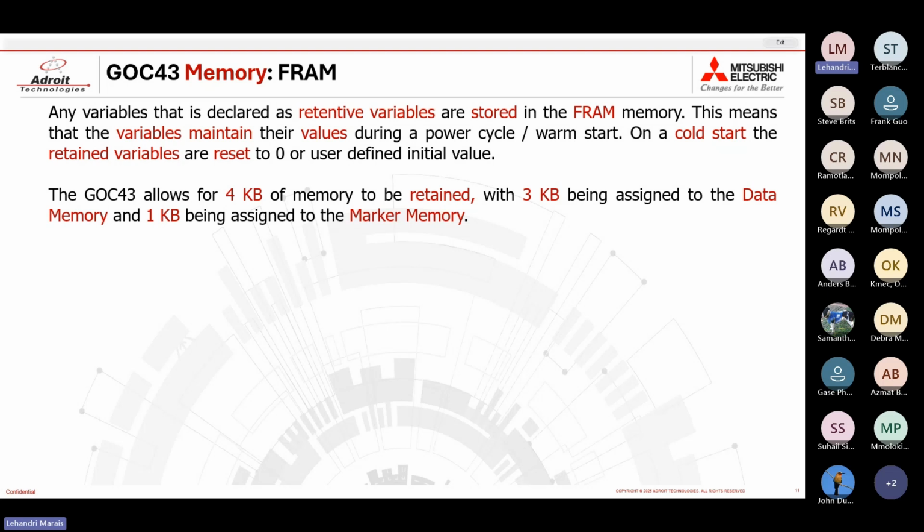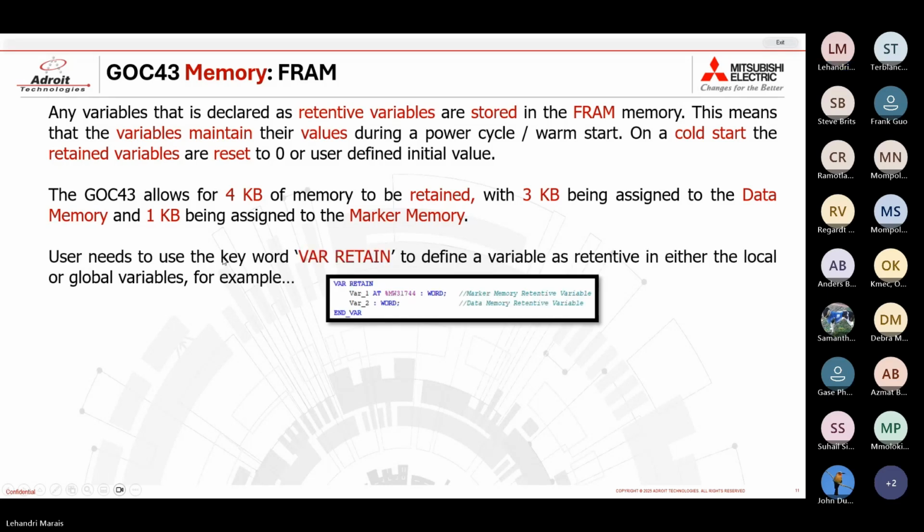So the GOC allows for 4 kilobytes of memory to be retained, 3 kilobytes of this memory being in the data memory, and 1 kilobyte being in the marker memory. To declare a variable retentive, you need to use the keyword var retain to define a variable as retentive.